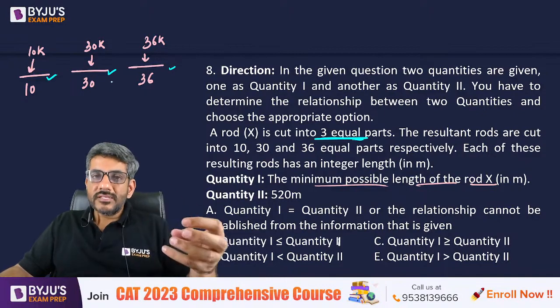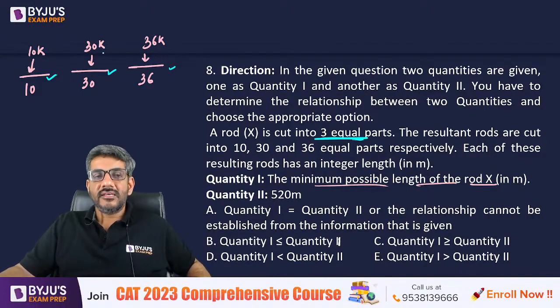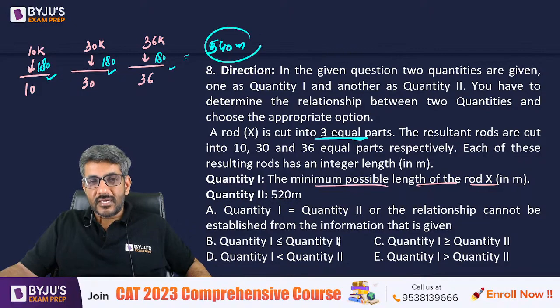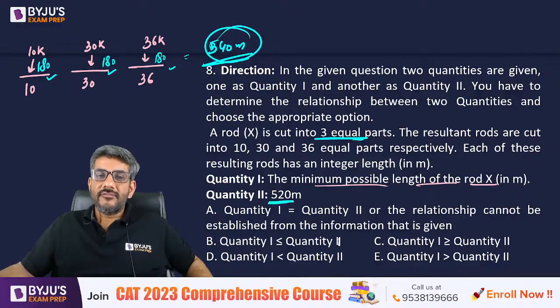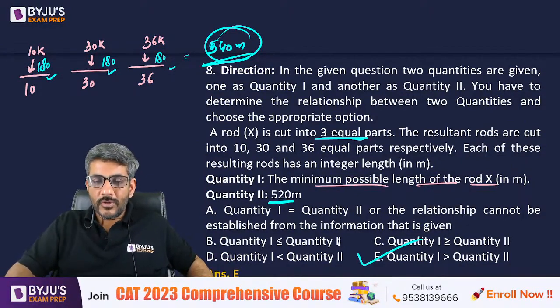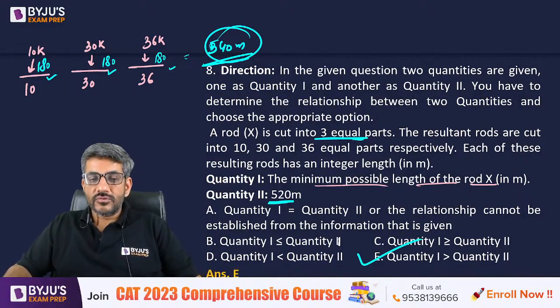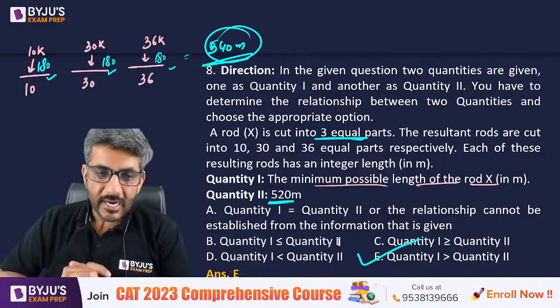So which is the smallest number which is divisible by 10, 30 and 36? That is 180. Their LCM is 180. So the minimum possible length of the complete rod is 540 meters. अगर तीनों 180 180 के हो तो 540 meters. And quantity 2 is 520. So what can I say about quantity 1 and quantity 2? Of course, quantity 1 is greater than quantity 2. So therefore option E is the right answer for us.